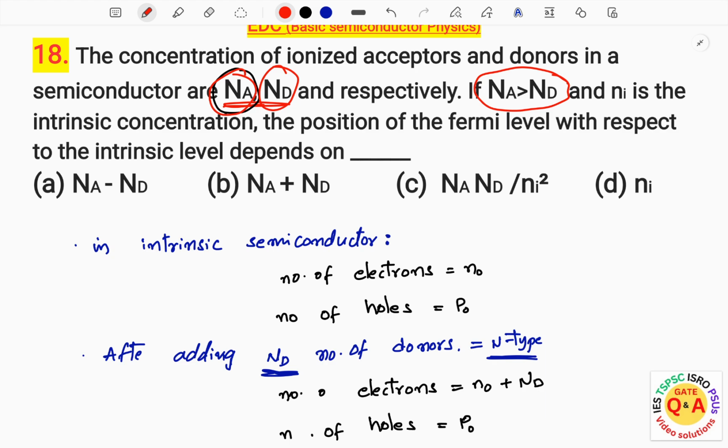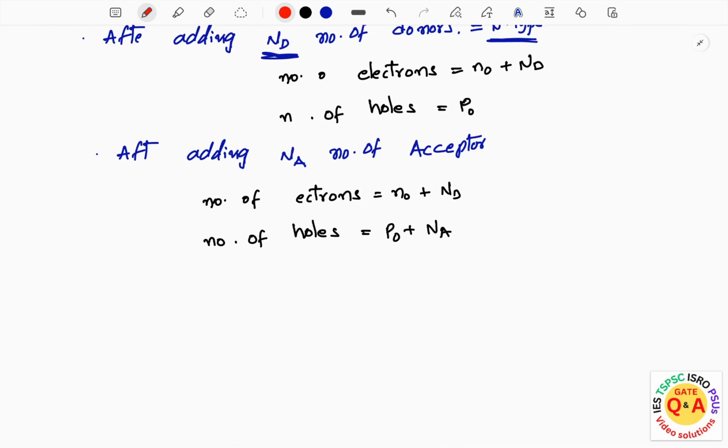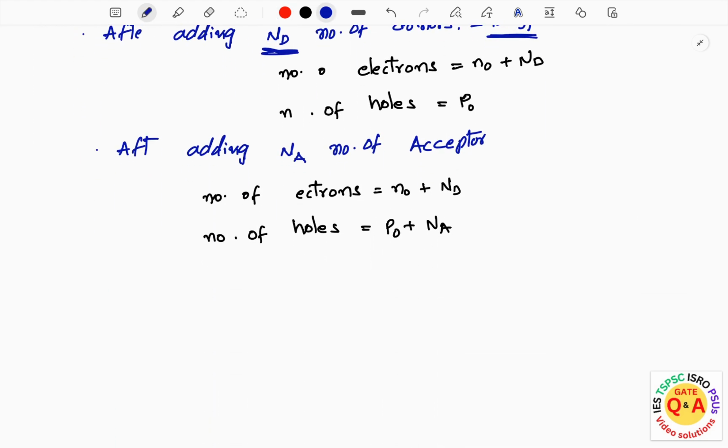Na is greater than Nd. Now we will see that. We will take the first case: if Na is equal to Nd, then the number of electrons is equal to the number of holes. Both are the same, there is no change. Then the semiconductor will remain intrinsic only.